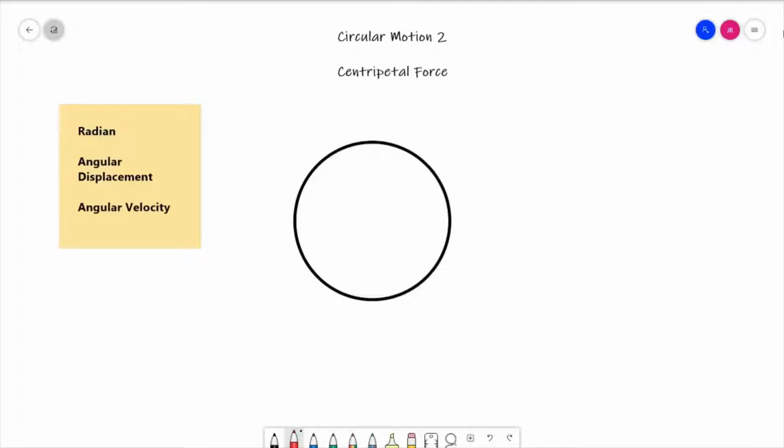Hello and welcome to lesson 2 of circular motion. In today's lesson we're going to be looking at centripetal force.